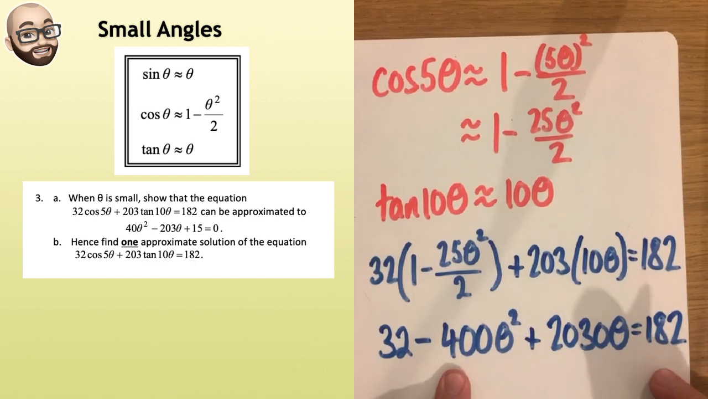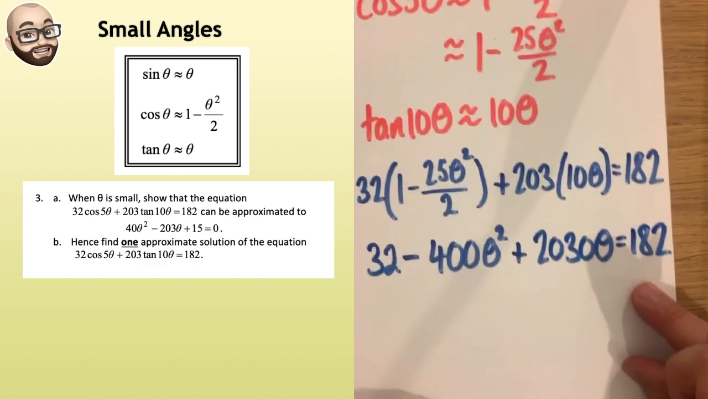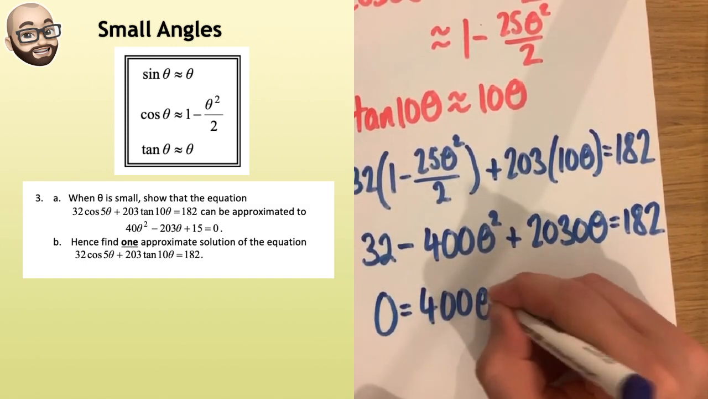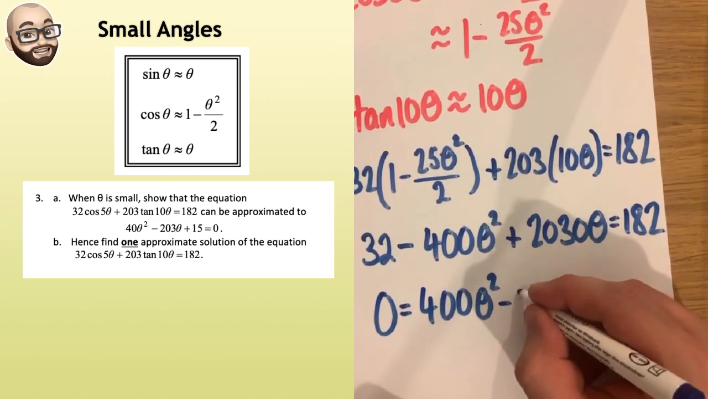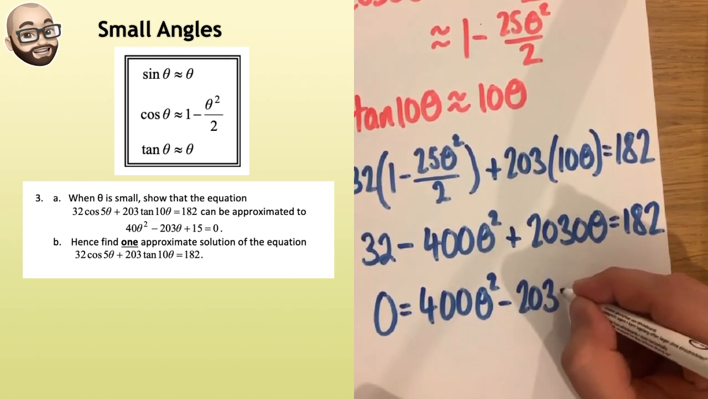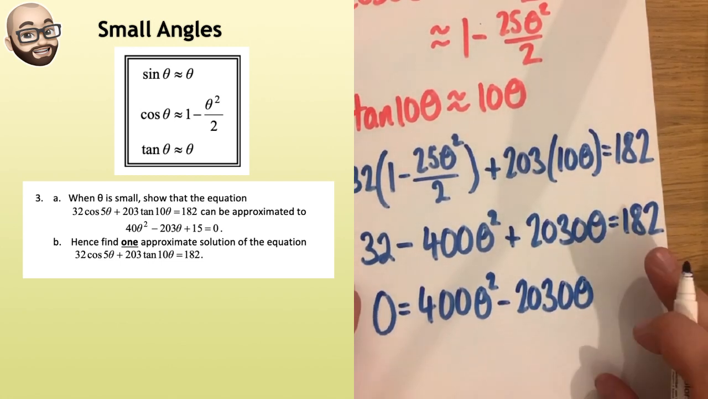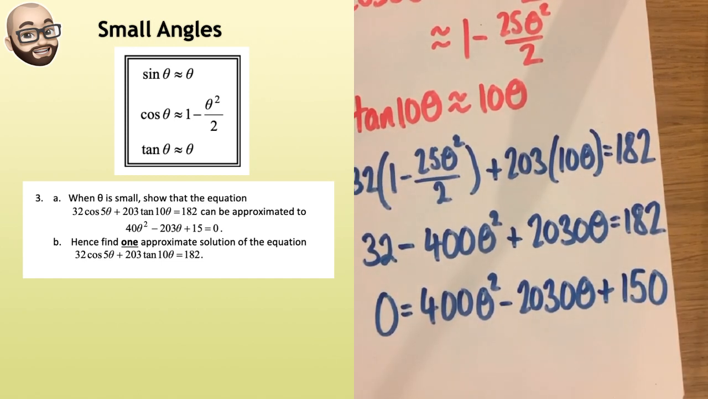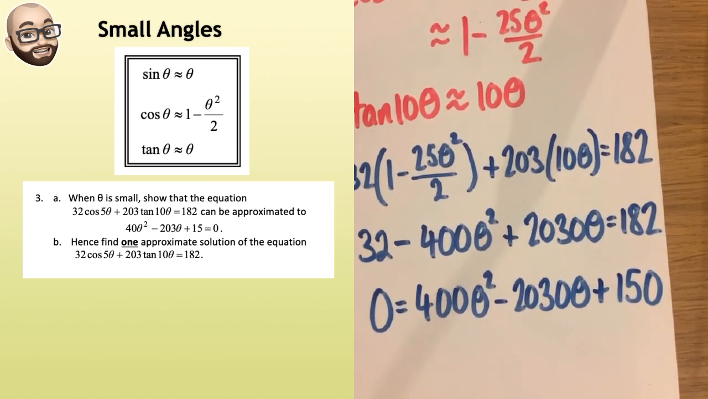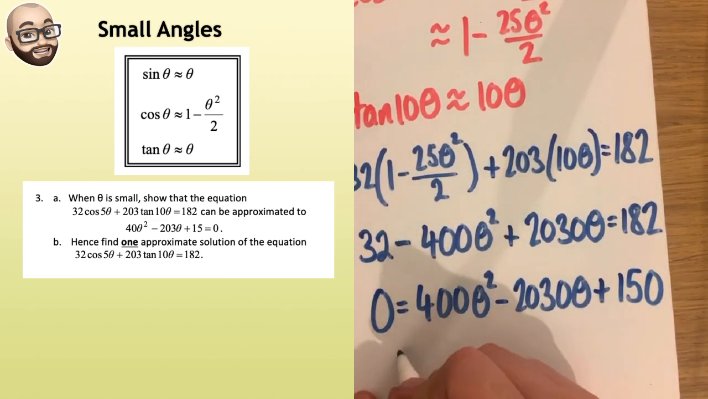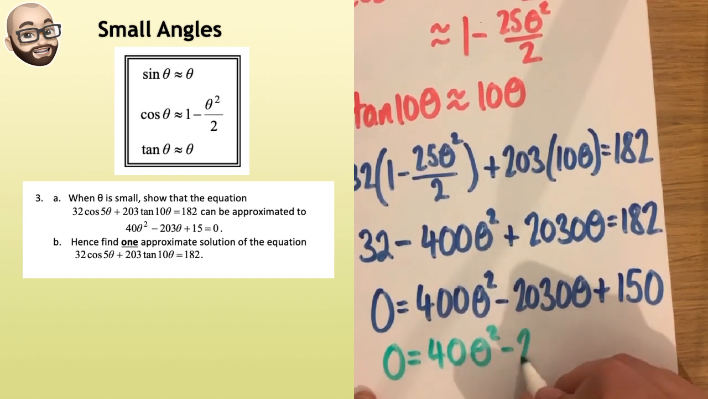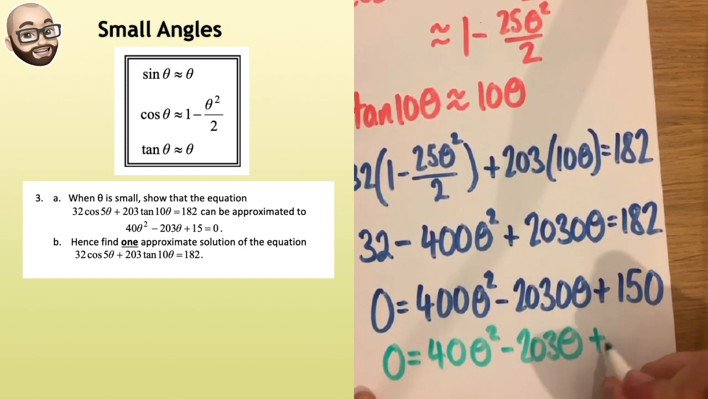Let's take everything across to the right hand side, so we get positive theta squareds. So that's going to be nothing left over here equals 400 theta squared minus 2030 thetas, and then it'll be 182 minus 32, so that's going to be a plus 150, which now looks very similar to what we need, except all we need to do now is divide everything by 10. If we divide everything by 10, we get equals 40 theta squared minus 203 thetas plus 15, which is what the question wanted us to do.